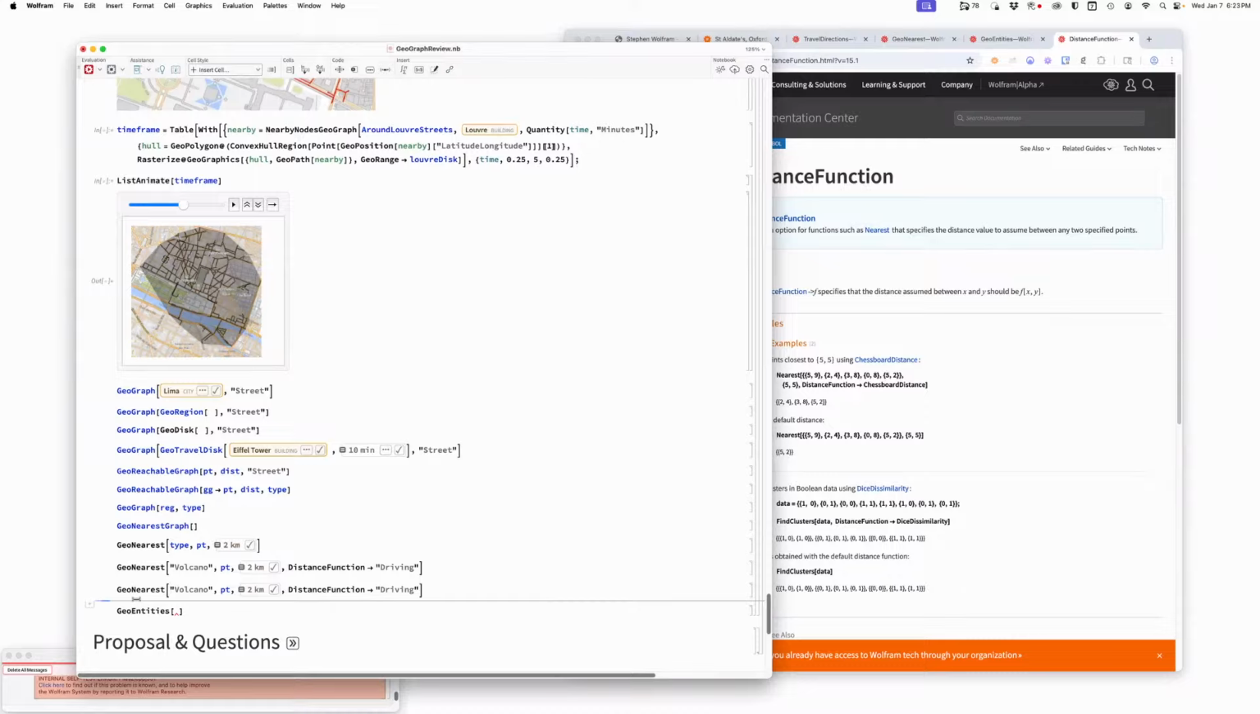But by the way, your nearest of volcano, comma Peru gives exactly the same result as geoentities of Peru, comma volcano. So yeah, that's working right now, as you expected. Good. Okay. So let's go back to this.